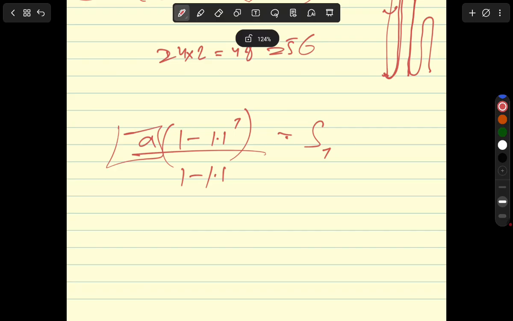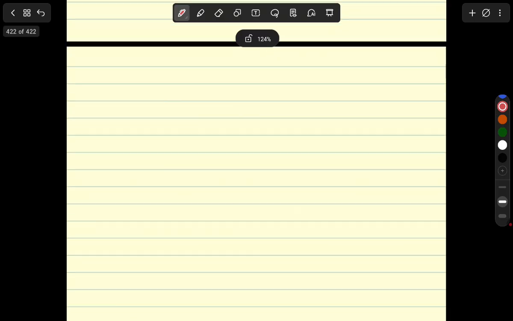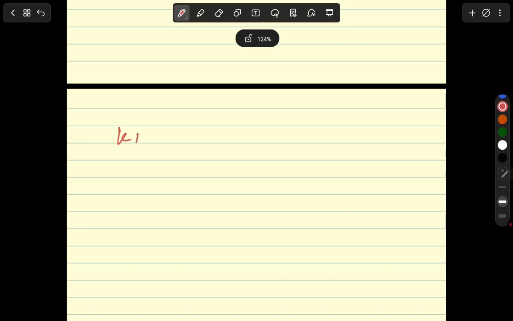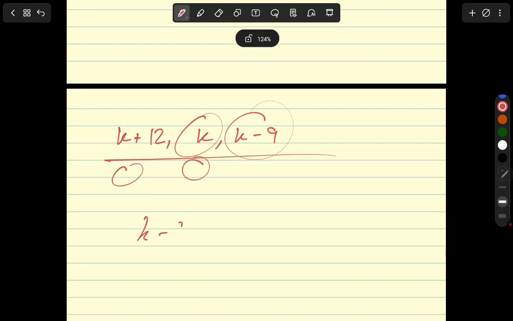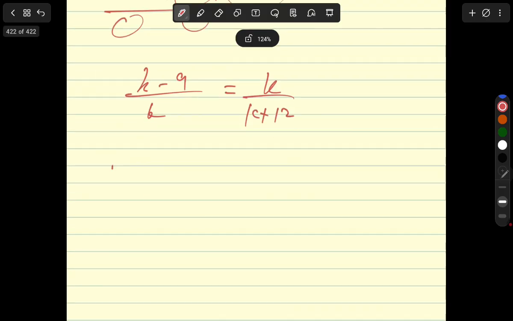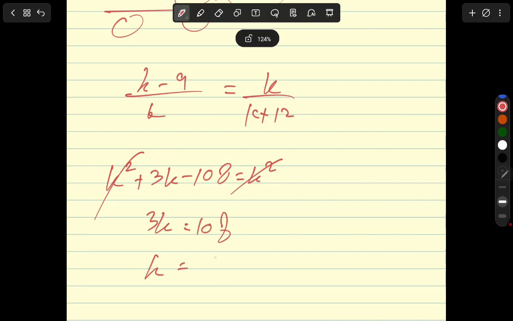Now, what if you had to find K if the first three terms are K plus 12, K and K minus 9, and these terms form a geometric progression? So of course the ratio must be the same. So this upon this must be the same as this upon this. So K minus 9 upon K should be equal to K upon K plus 12. Cross multiply, so you get K square plus 3K minus 108 is equal to K square. So K square gets cancelled. So 3K is equal to 108, or K is going to be equal to 36. That's it. It's as simple as that.